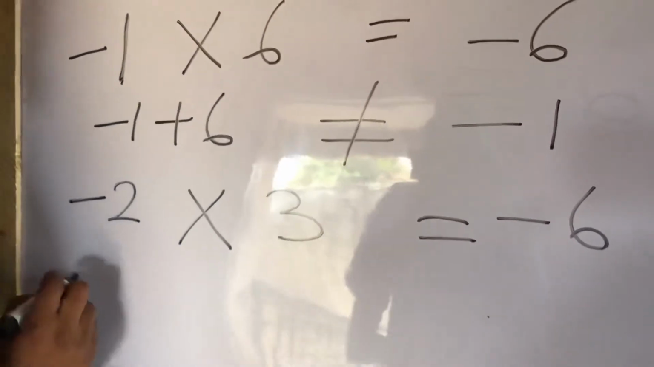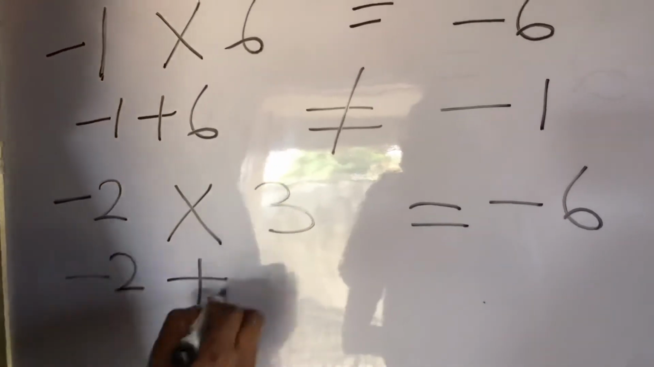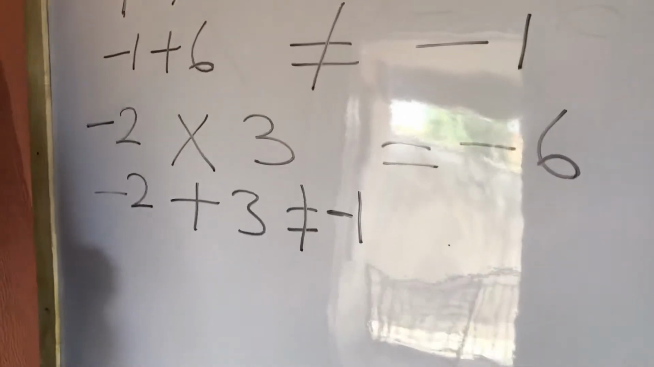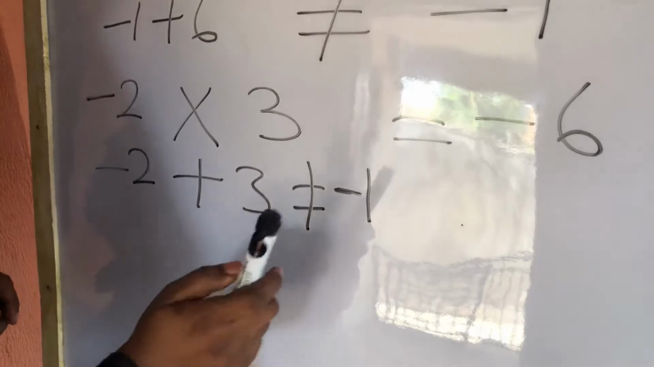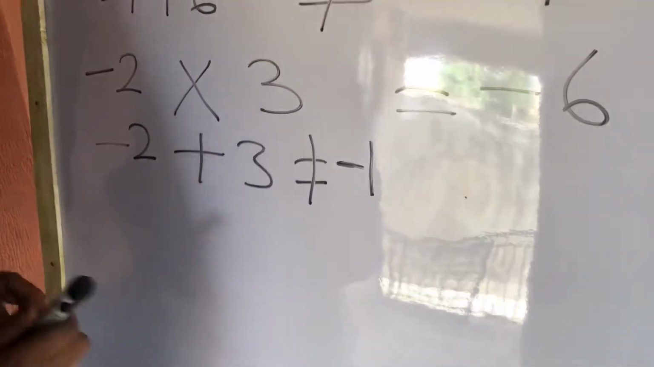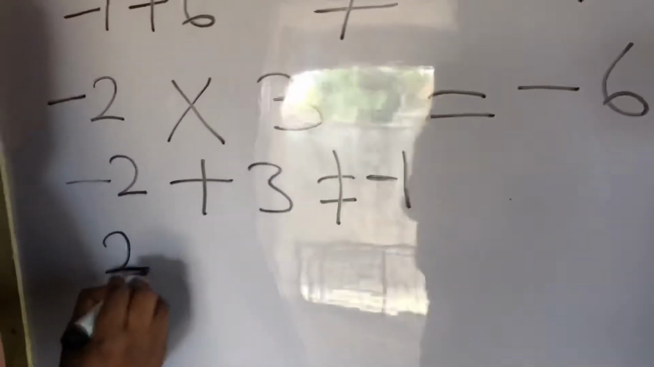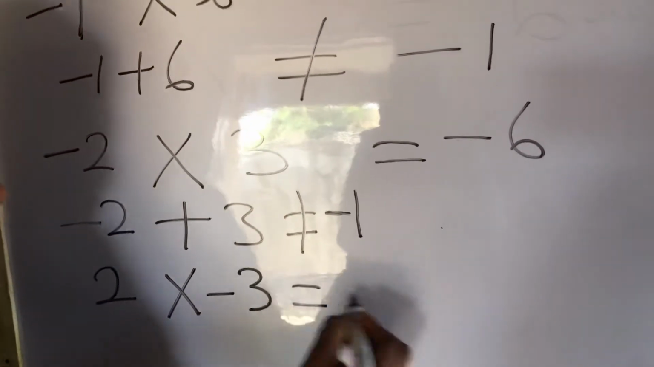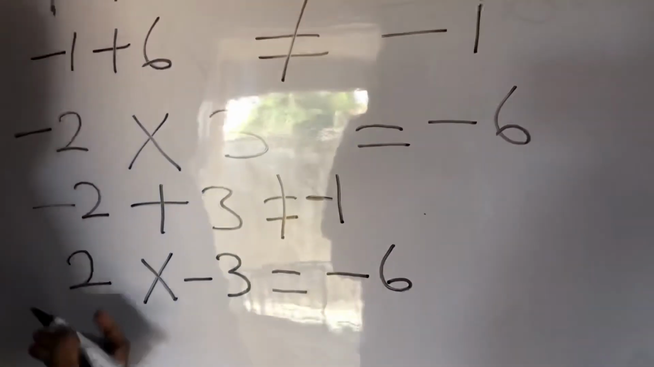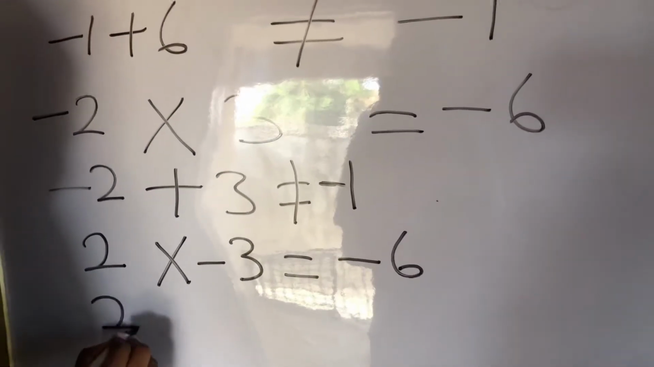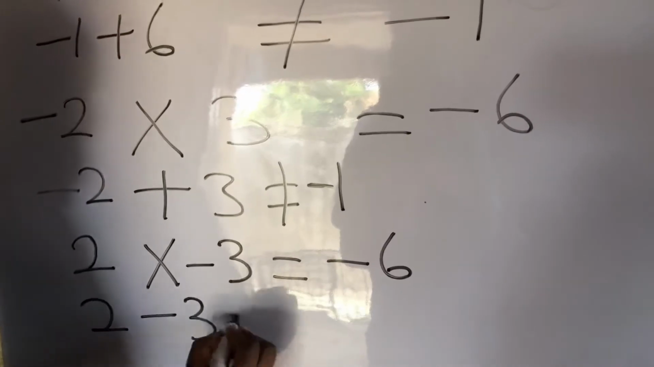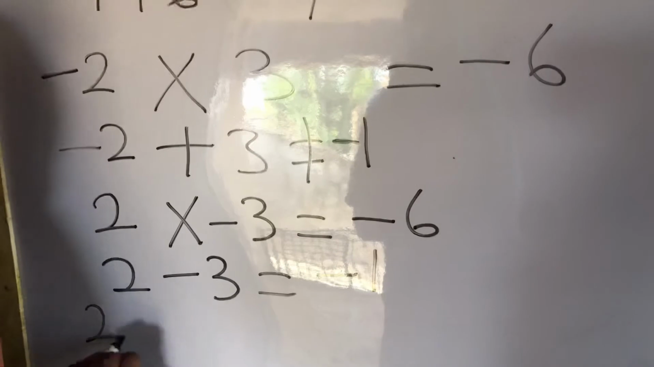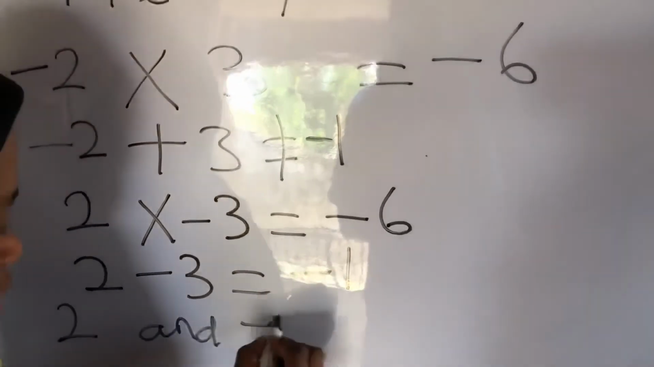If you add or subtract, what will it give us? Minus 2 plus 3 gives 1. Minus 2 plus 3 is not equal to minus 1. So I will take positive 2, then multiply by negative 3. It gives negative 6. If you add or subtract, plus 2 minus 3 gives minus 1. So that means the factors that we need will be 2 and minus 3.